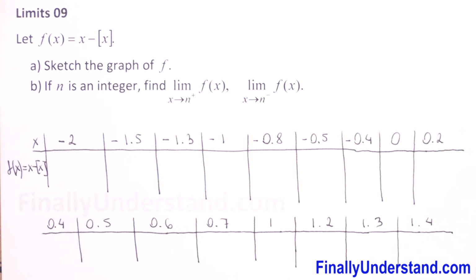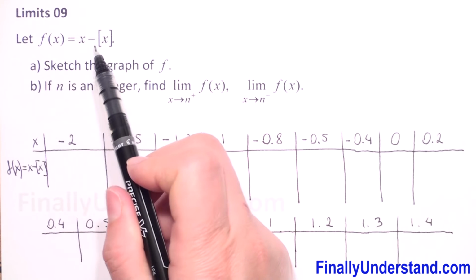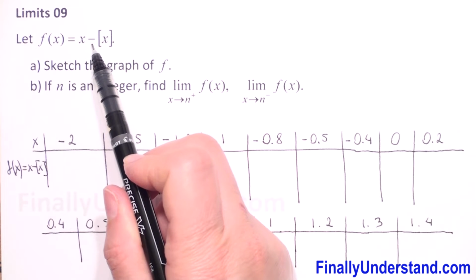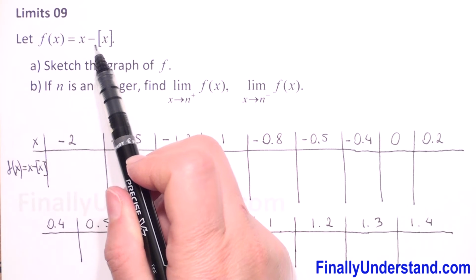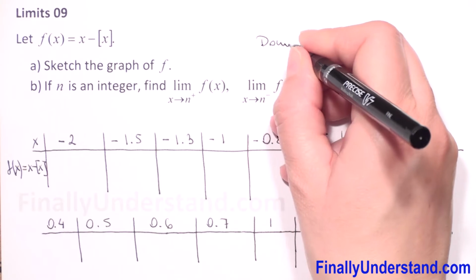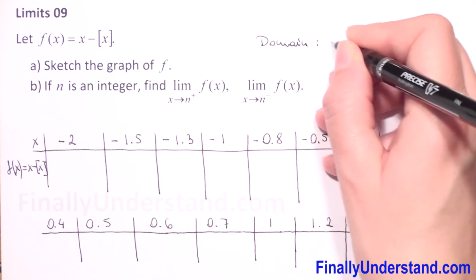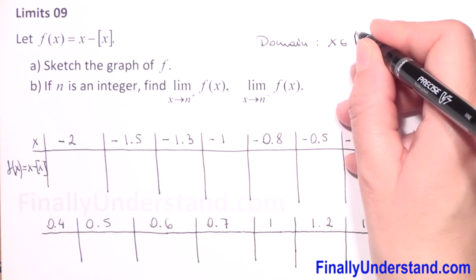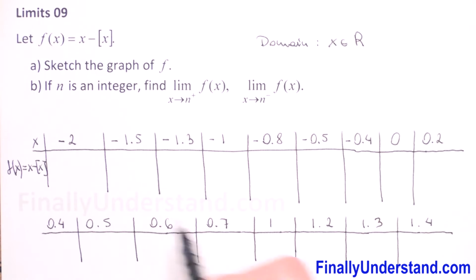We see that in the formula of our function we have only subtraction. We can subtract every real number. So the domain for this function is all real numbers, so I can choose any x. Now I have to find the value for each x which I chose.